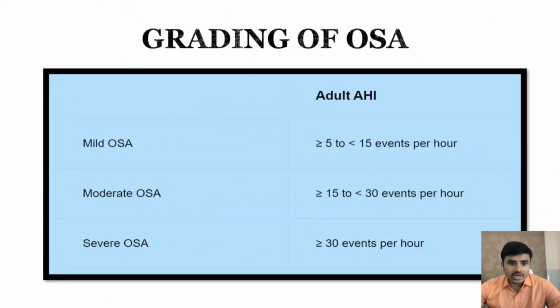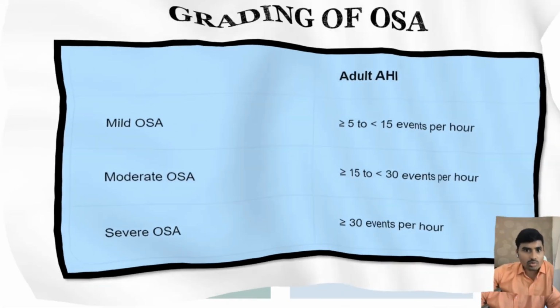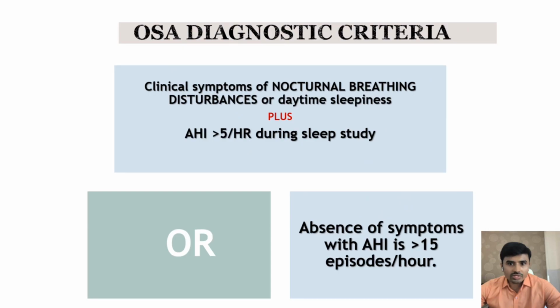Grading: mild, moderate, severe. Mild will be 5 to 15 events per hour. Moderate will be 15 to 30 events per hour. Severe will be more than 30 events per hour. OSA diagnostic criteria: clinical symptoms of nocturnal breathing disturbances or daytime sleepiness plus AHI of more than 5 per hour during sleep study, or absence of symptoms with AHI more than 15 episodes per hour.